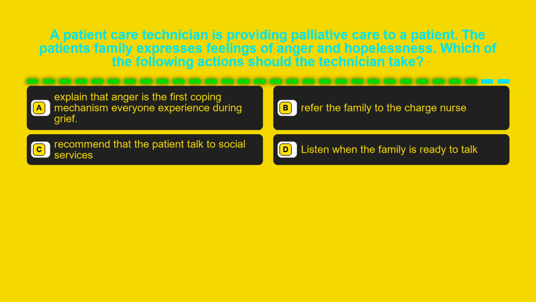Question 36. A patient care technician is providing palliative care to a patient. The patient's family expresses feelings of anger and hopelessness. Which of the following actions should the technician take? Option A. Explain that anger is the first coping mechanism everyone experiences during grief. Option B. Refer the family to the charge nurse. Option C. Recommend that the patient talk to social services. Option D. Listen when the family is ready to talk.